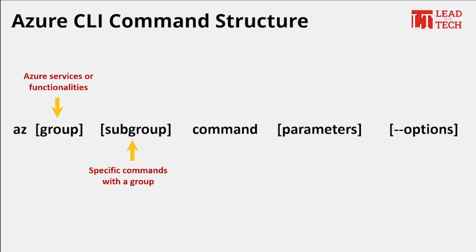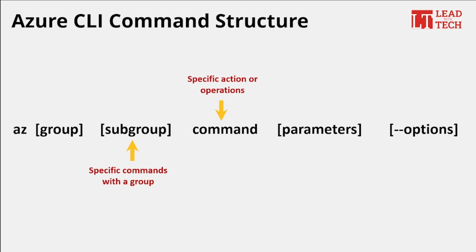Now, in some cases, the subgroup may not be available. In case of a resource group or in case of an app service, you may directly say AZ space app service and then the command, followed by the specific command that you are trying to do. It could be listing the services, creating a new service, or getting the details around the existing service. So for any command that you're trying to do with the specific group and the subgroup, you need to specify the same.